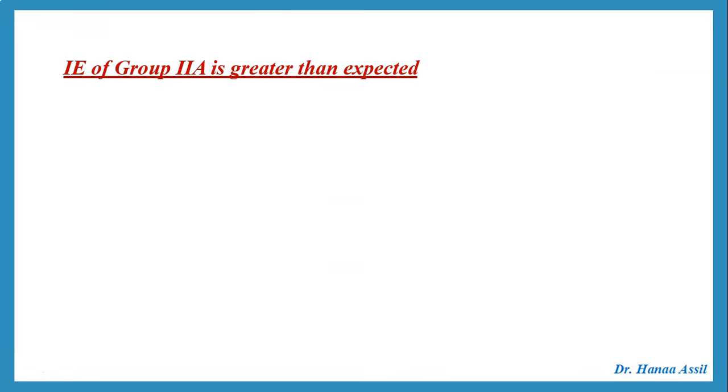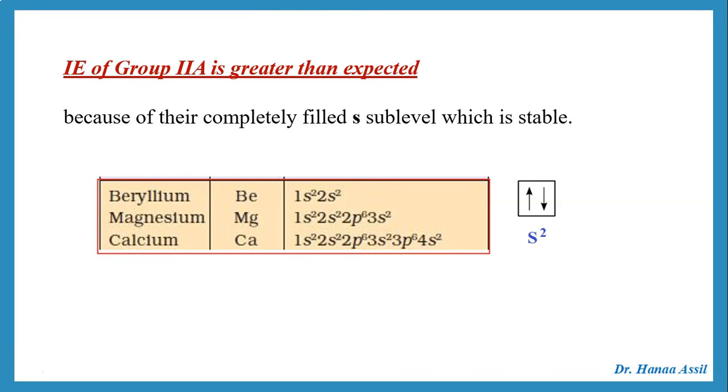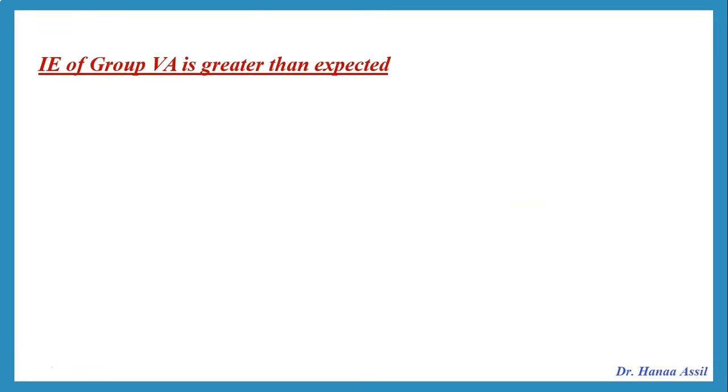What if we're looking at group 2A? He's saying the ionization energy of group 2A is greater than expected. Well, this is group 2. Beryllium, magnesium, calcium. Group 2, of course, has the electron in a filled s sublevel. This is a stable sublevel, so it is very difficult to remove the electron from it. So we'll find that the ionization energies of group 2 are very high.